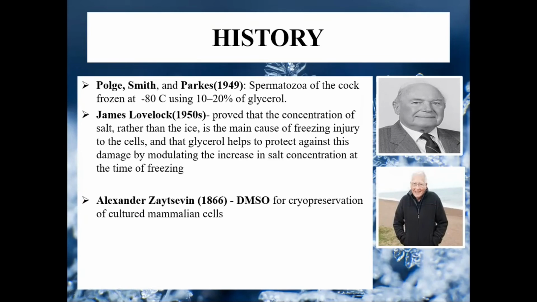Moving on to the history, the scientist Polge introduced 10 to 20% glycerol for cryopreservation in 1949 for preserving the spermatozoa of the fowl. And later in 1950, James Lovelock proved that the concentration of salt rather than the ice is the main cause of freezing injury to the cells. And in 1866, Alexander Sadistin discovered DMSO, which is the standard which we use for cryopreservation.